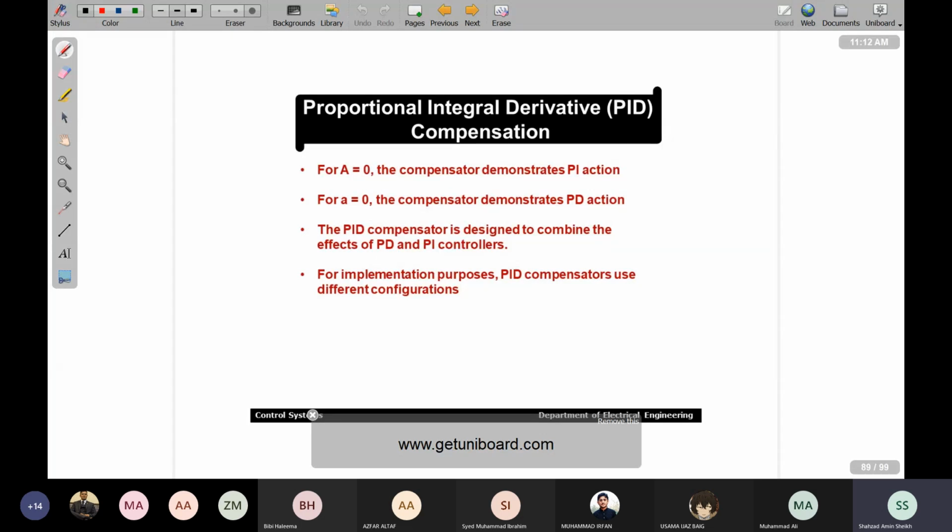it means that the PID controller has attributes of the PI controller, and what were the attributes of the PI controller? The steady state improvement with some loss of stability, plus the attributes of the PD controller, which is the improvement of stability. So in the case of PI we were improving steady state performance, at the cost of some loss of stability, and the PD controller was giving you an improvement in stability. So when we combine these, the claim is that we will be improving the steady state performance, and at the same time we will be improving the stability as well. So in order to get the combined effects of PD and PI compensators, PID compensators use different configurations.